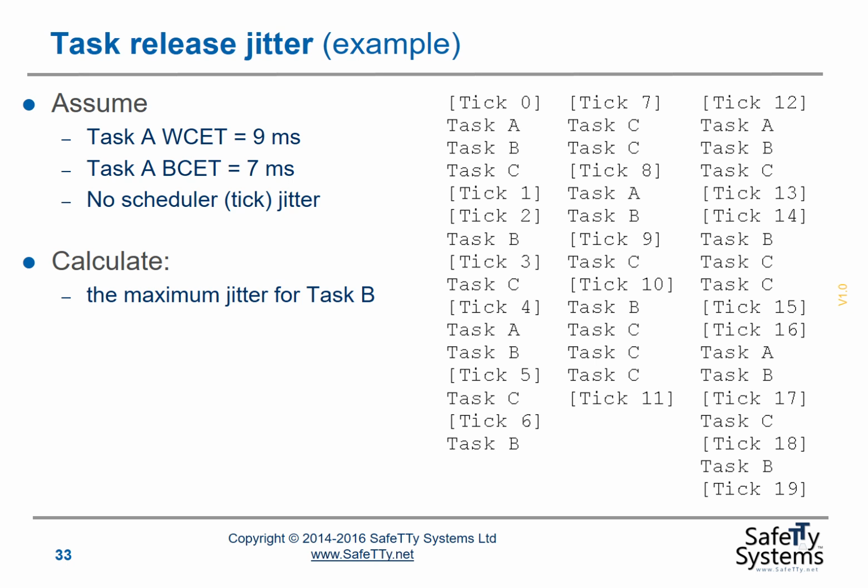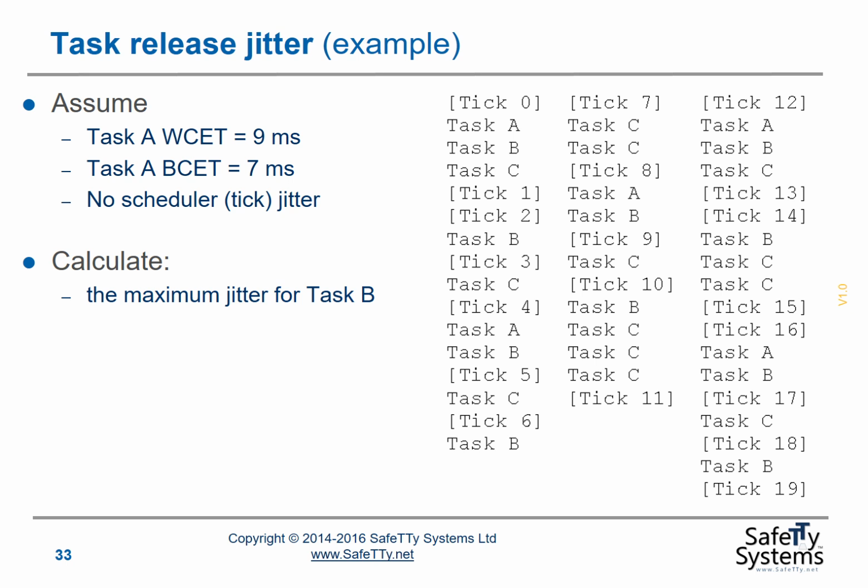Let's consider an example of task release jitter. Please assume that task A has a worst case execution time of 9 milliseconds. Assume that the task has a best case execution time of 7 milliseconds. Assume that there's no scheduler jitter. As we'll see when we look at modeling of scheduler jitter, this assumption of zero scheduler jitter is not unreasonable in most designs.